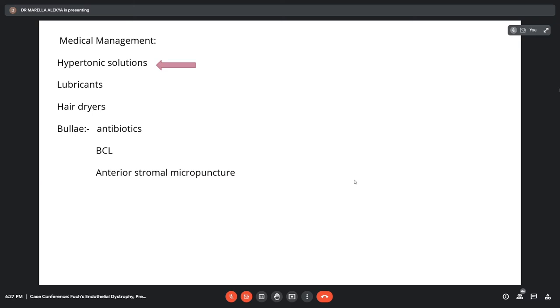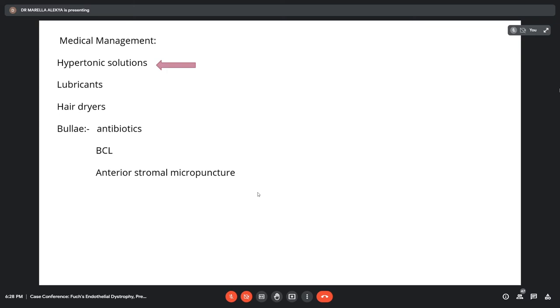You go ahead, Alekya. When there is mild edema and the patient is not visually significant, when Fuchs' disease is not visually significant and other parameters are relatively good, we can go for medical management. And hypertonic solutions increase the tonicity of the fluid, thereby causing fluid to move from the corneal epithelium to the outside. Hypertonic solutions are especially given during night time, and if the edema is more in the morning, we can give them in higher frequency during the morning times. As the day progresses, we can reduce the dosage.